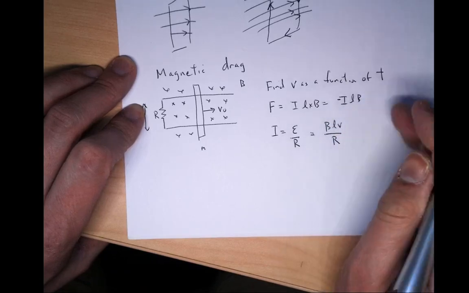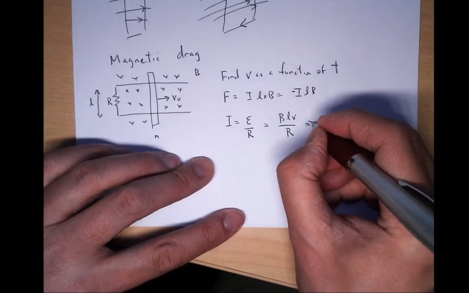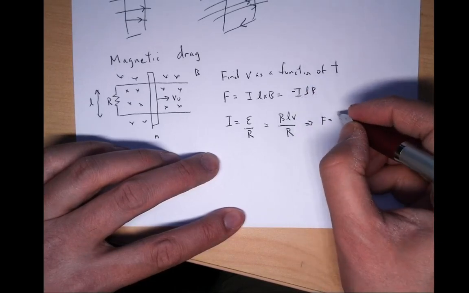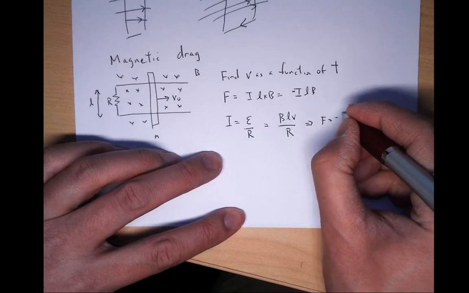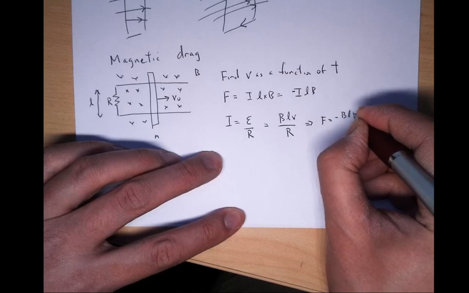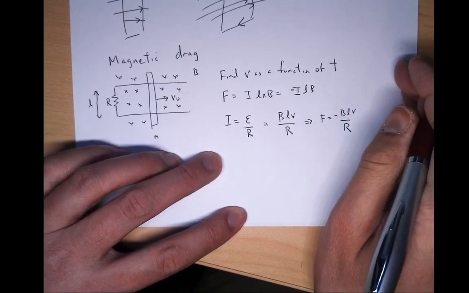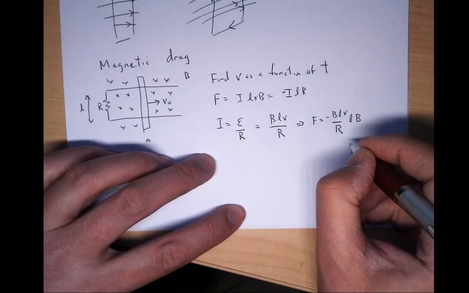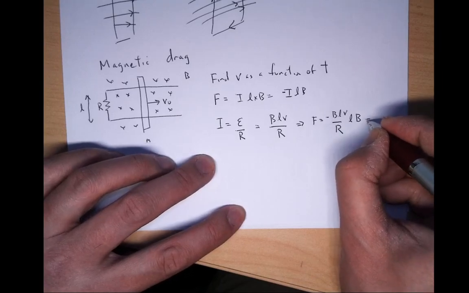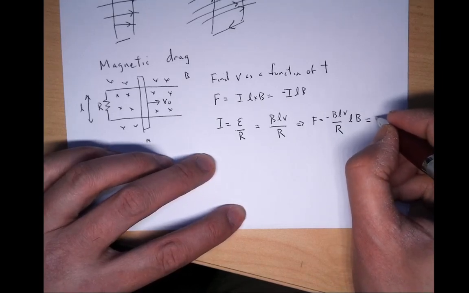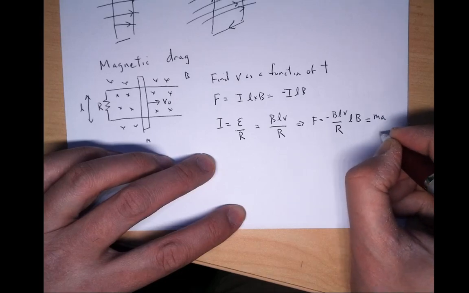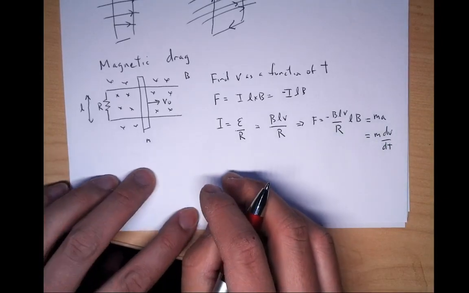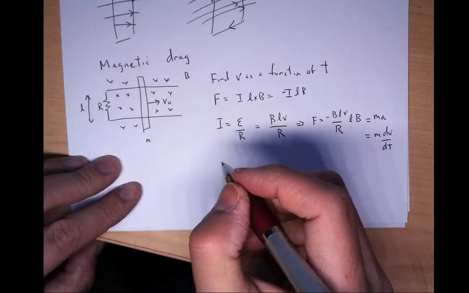This is something we just computed earlier, right? So the force is equal to, let's plug that in for this piece right here, minus B L V over R, times the second part, L times B again. And this is ultimately equal to the mass times acceleration, which is mass dv dt.